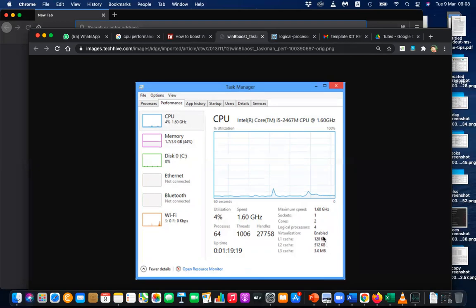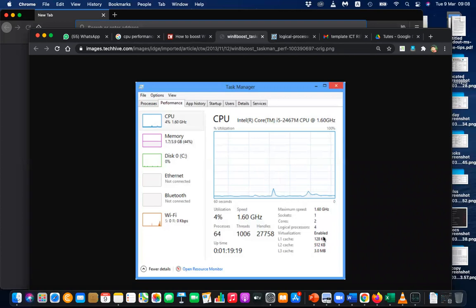L1 cache is inside, so that is SRAM. This is static RAM, right? This is not normal RAM. This RAM is inside the processor. L2 is also inside the processor. L3 is outside the processor but attached to it. So these are some additional memories inside the CPU. Virtualization means whether you can run multiple operating systems by creating virtual computers inside your computer.